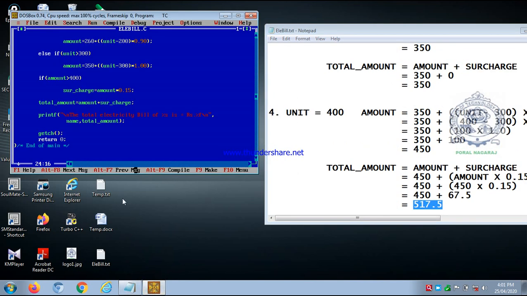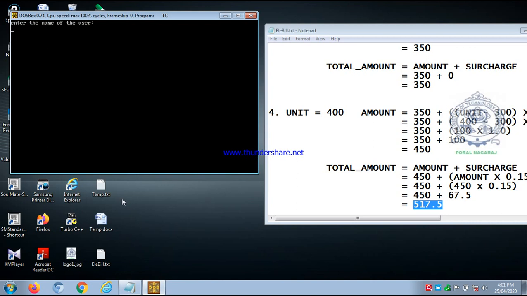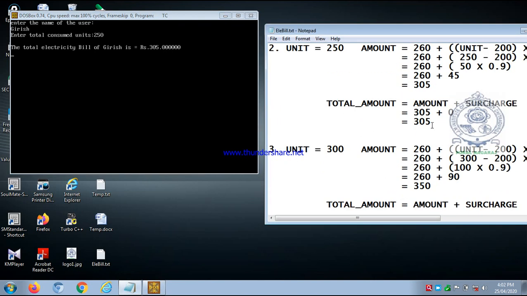Once again you run the program. Now enter name of the user. I'll give Girish. Name is the input. Enter total consumed units. Another input we have to give. Say for example 250. So what is the amount? Total electricity bill of Girish is 305. Already we have computed here 305. You can see here for unit 250 it is 305.